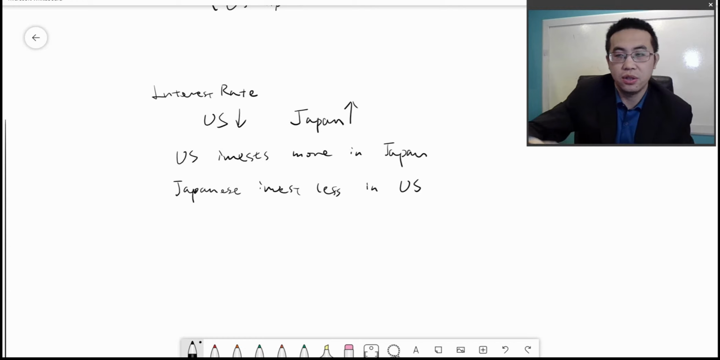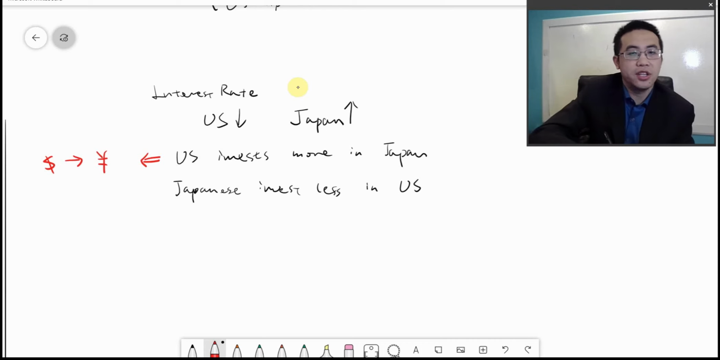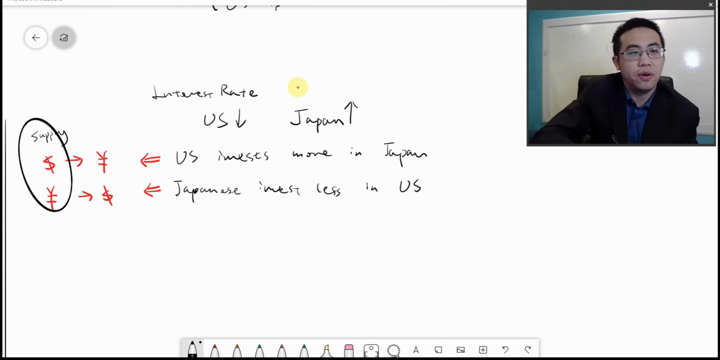Okay, because US interest is less than their domestic interest. So if the US invests in Japan, that involves the currency conversion from dollars to Japanese yen. And if the Japanese are investing in the US, that basically requires the Japanese to convert yen to US dollars. If you are converting dollars to Japanese yen, then you are providing a supply of dollars, okay? And if you are buying Japanese yen, then you are providing a demand for Japanese yen.